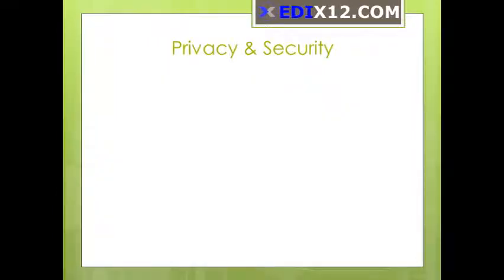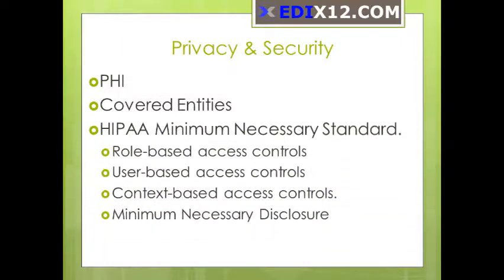Now let's look at privacy and security, which includes PHI and which applies to covered entities. It includes the HIPAA minimum necessary standard, which is role-based access control, user-based access control, context-based access control, and includes minimum necessary disclosure rules. It also includes auditing and monitoring.